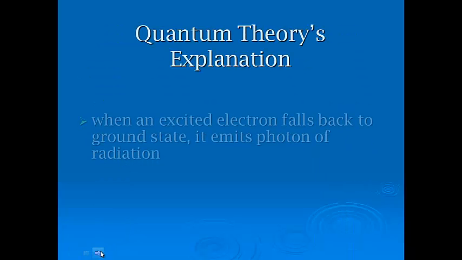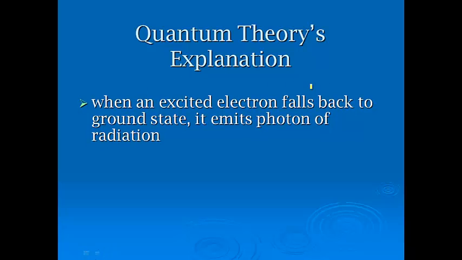Which is different. Now here's quantum theory's explanation. Here's my excited electron. It shoots up; I'm excited. As soon as it falls right back down, it has to give off some energy. If you think about when you have too much energy, you've got to run around and give off energy. Well, when that electron falls right back down, it gives off a photon. So out comes the photon.